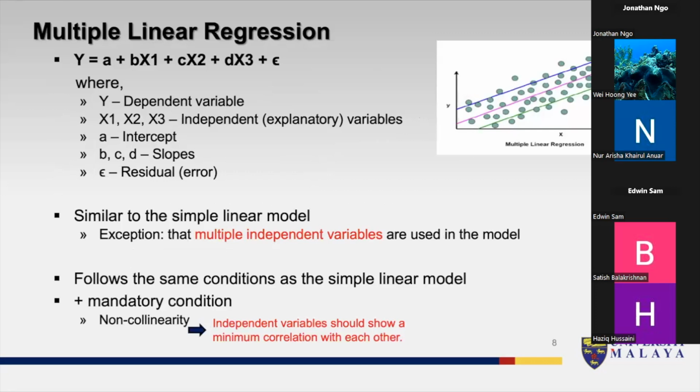So multiple linear regression is also commonly used in research in health, but the difference now is that it has multiple independent variables. If you can see the graph, there is more than one line, meaning more than one independent variable. It has the same conditions as simple linear models, except that it must meet the mandatory condition of non-collinearity, which means the independent variables should show minimum correlation with each other. They must not be strongly correlated with each other.